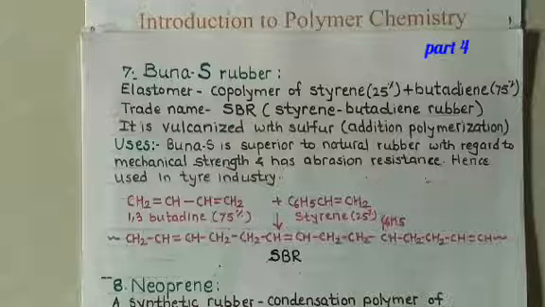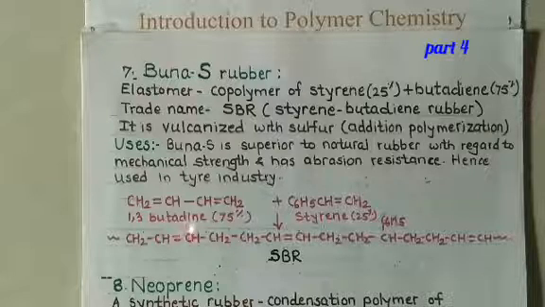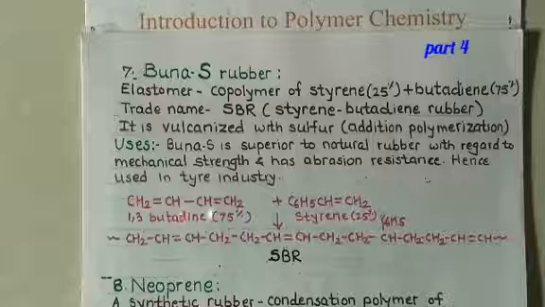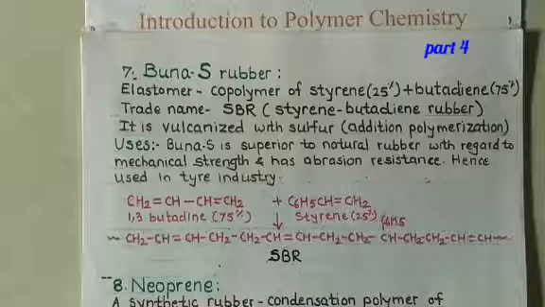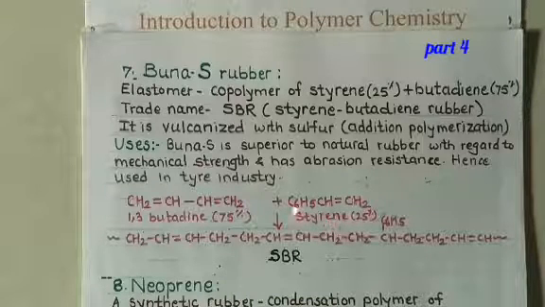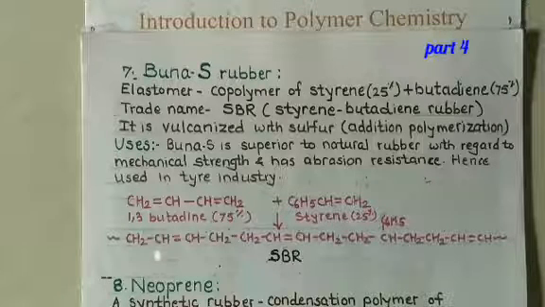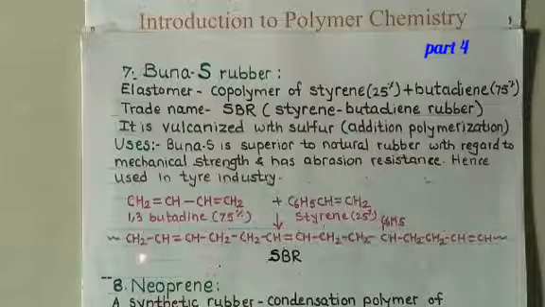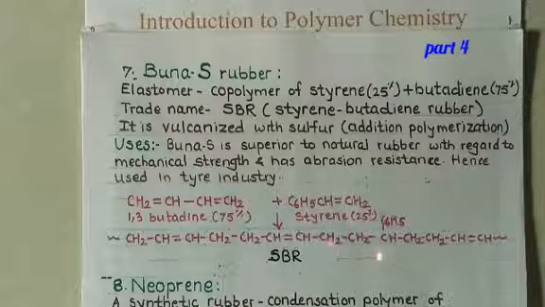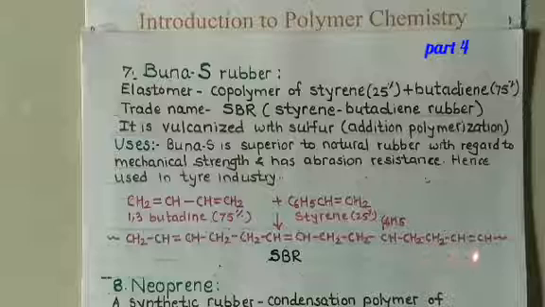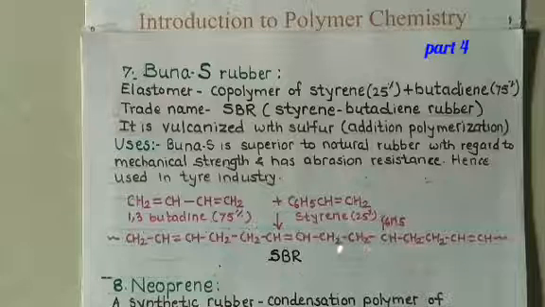Let us see the reaction of Buna S. Buna S contains 1,3-butadiene, which is 75%. This is the structure: CH2 double bond CH double bond CH double bond CH2. It copolymerizes with styrene, 25%, C6H5CH double bond CH2, and that forms this chain, which is called SBR, styrene butadiene rubber.